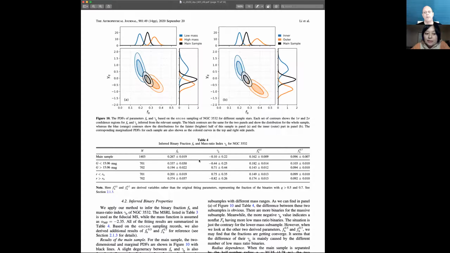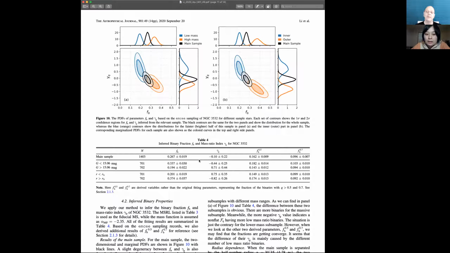This distribution is significantly flatter than for random pairing binaries. The random pairing mass ratio distribution would more likely have a gamma similar to the index of the mass function, which is minus 2.35. This flattening effect might be a hint of dynamical evolution.